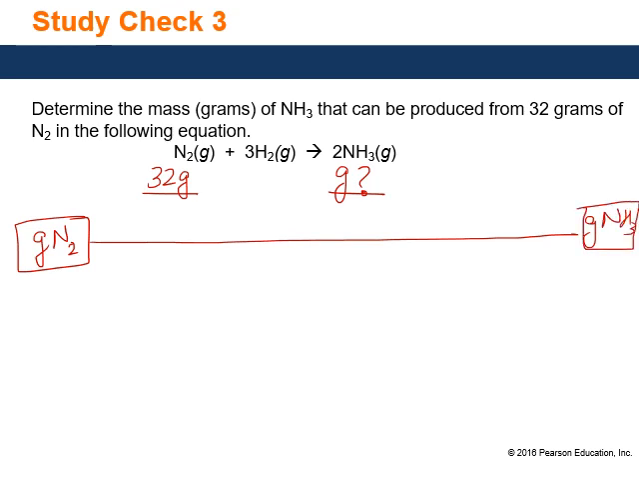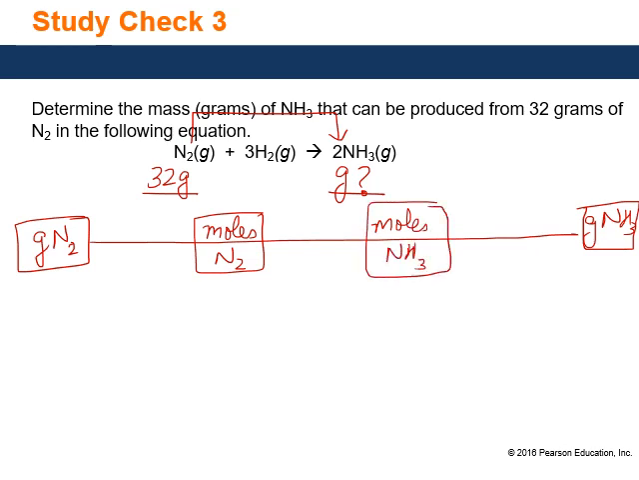Again, in order to go between the two substances, I need to make a stop where I find moles of nitrogen. So I'll have to convert grams of nitrogen to moles of nitrogen. Then I can convert moles of nitrogen to moles of ammonia. And once I have moles of ammonia, I can convert it to grams of ammonia. What is the relationship between grams and moles of one same substance? It is the molar mass.